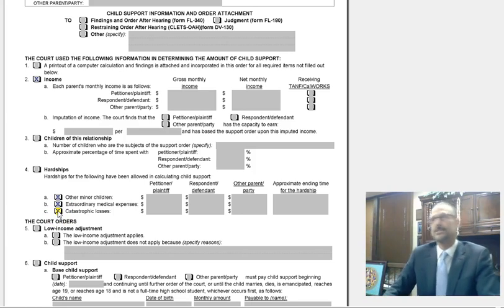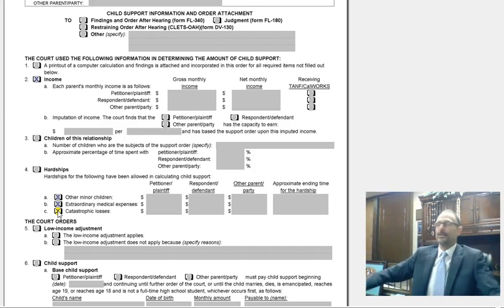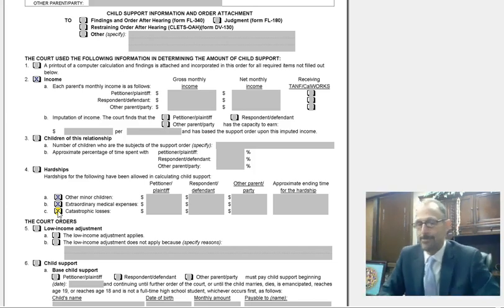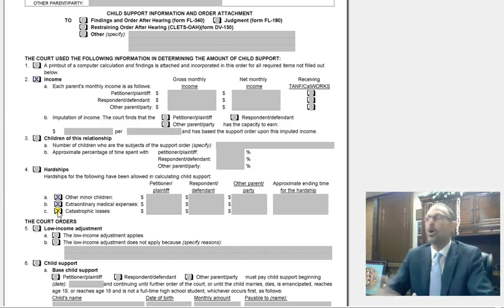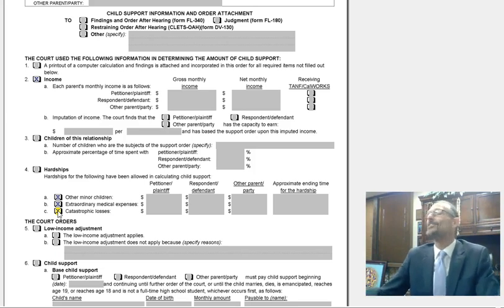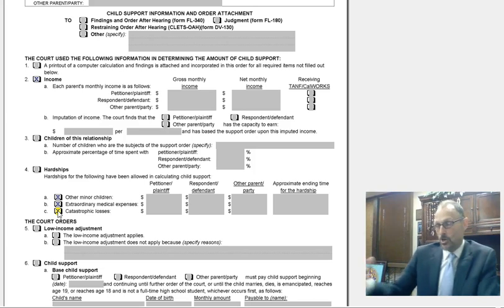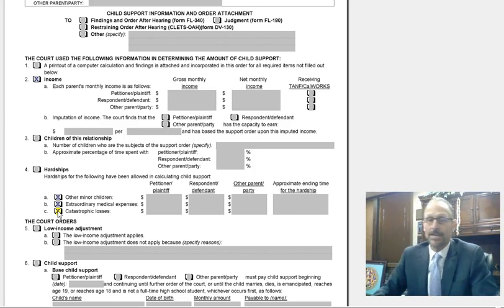And then catastrophic losses, insurance. There was an earthquake and your house was damaged. Any kind of catastrophic losses. Car accident, you just had to replace your car. Your own medical issues. Whatever that catastrophic loss was, you can factor that in here and ask the judge to take that into consideration when making child support orders. If the court has not made any of these hardship findings and you're filling this paperwork out to attach to a judgment or something, all of these are going to be left blank.